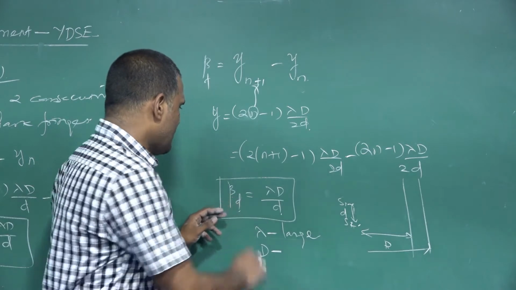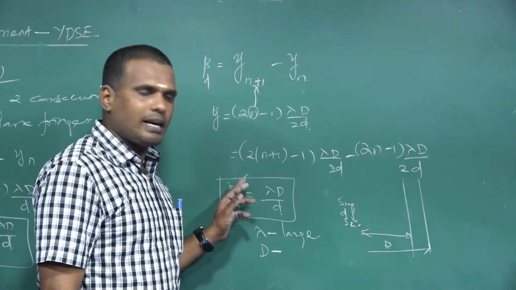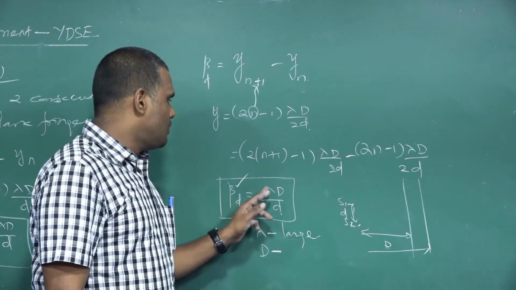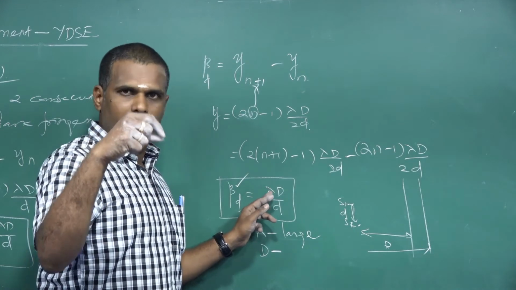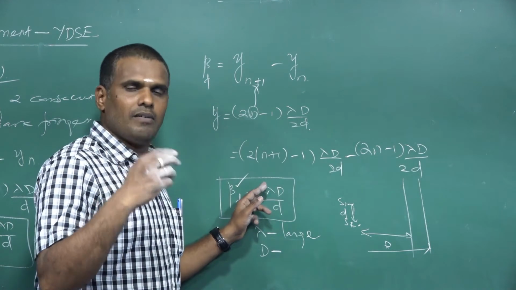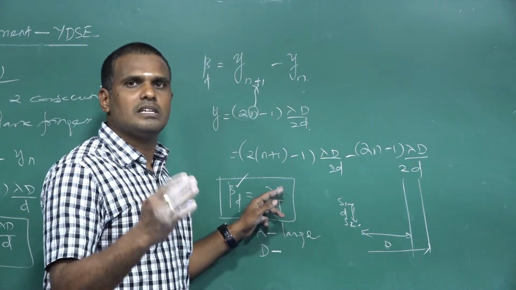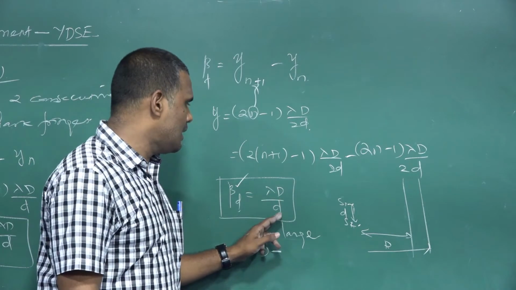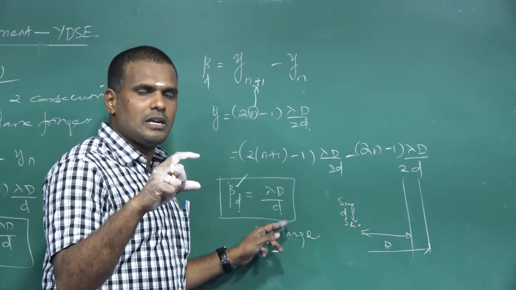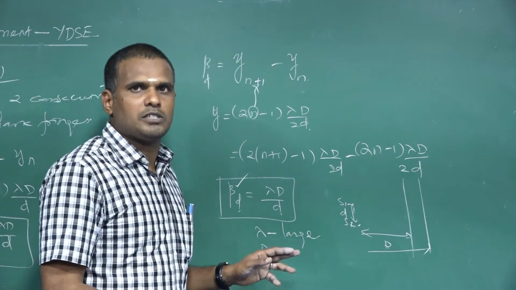So we can simply say, for getting clear and broad interference bands, we should have a greater value of wavelength. Means the wavelength of the light used must be larger. Then the distance of the screen from the slits must be as large as possible, and the distance between the two slits must be as small as possible.